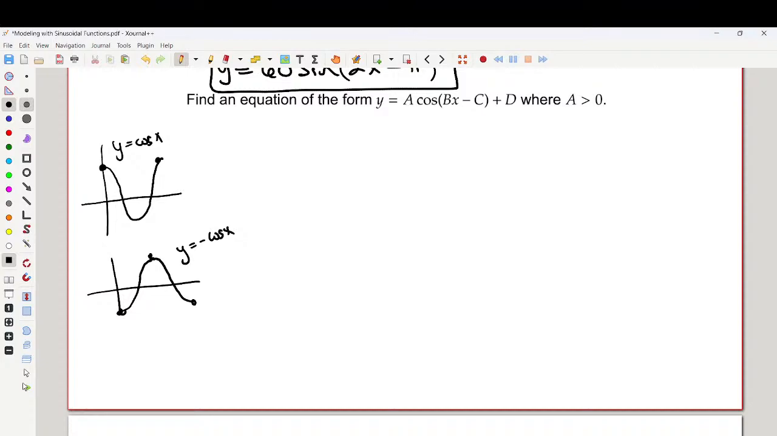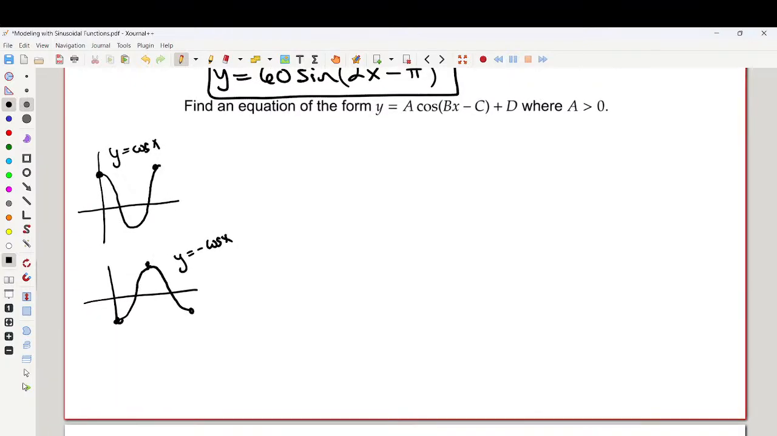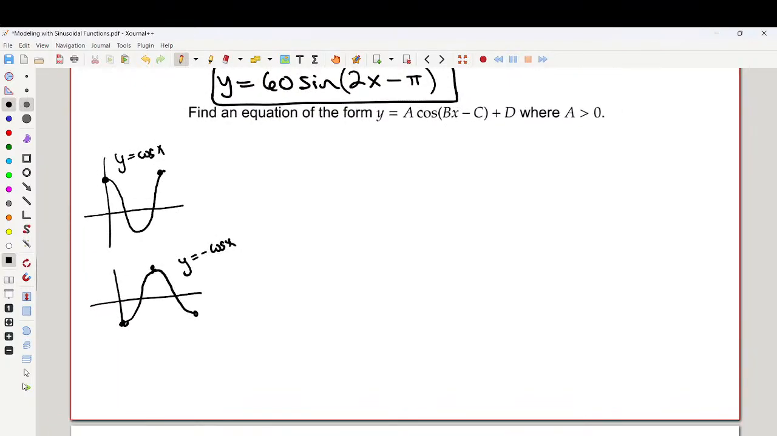And if you're asked for a cosine, but the max and the min is not on the y-axis, then there's a phase shift. There's a C value. And we've practiced 2 opening examples. We've practiced 2 here. I'm gonna do another one right now. We want the amplitude, we want the A value to be positive. So we're looking for a maximum.